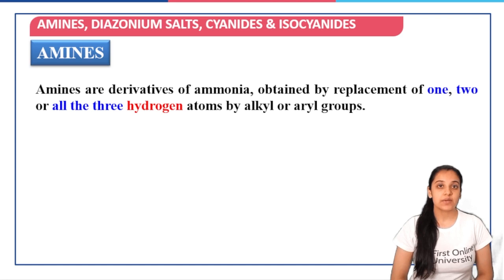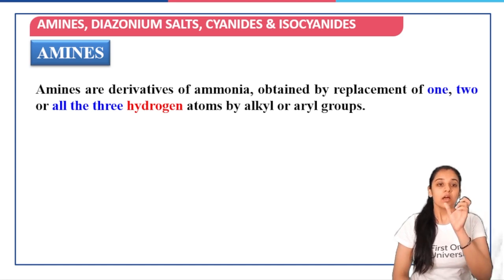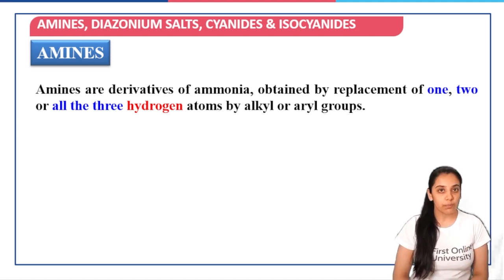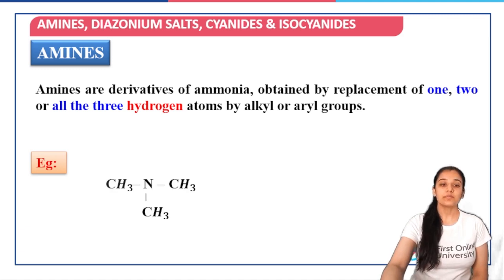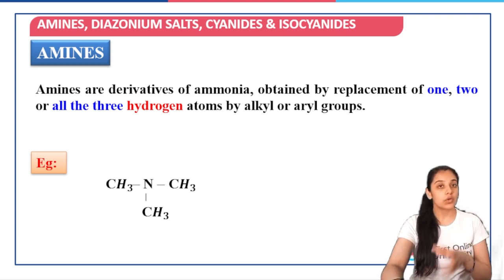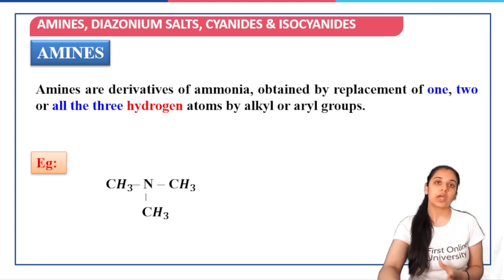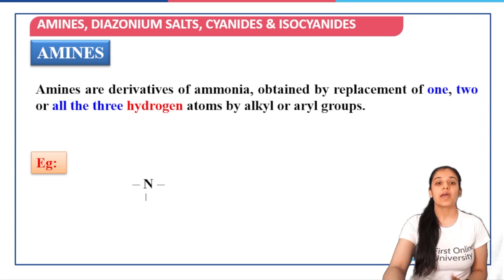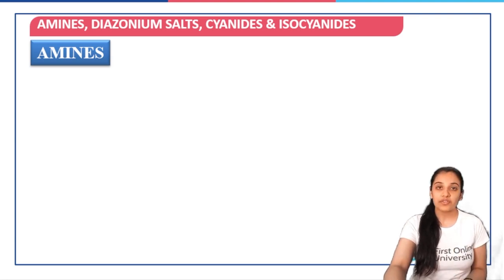So this is obtained by replacement. When one, two, or all 3 hydrogens of the ammonia molecule are replaced by some alkyl or aryl group, we call it an amine. For example, take this particular compound where all 3 of the hydrogens of the ammonia molecule, that is NH3, have been replaced by methyl groups. And there can be another example where we have the replacement of just one of them or 2 of them.